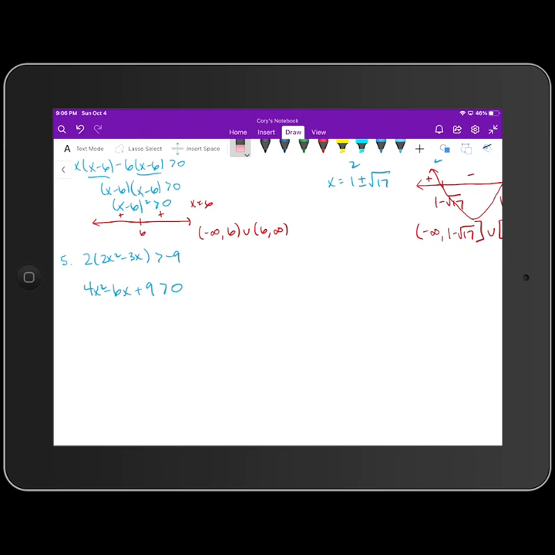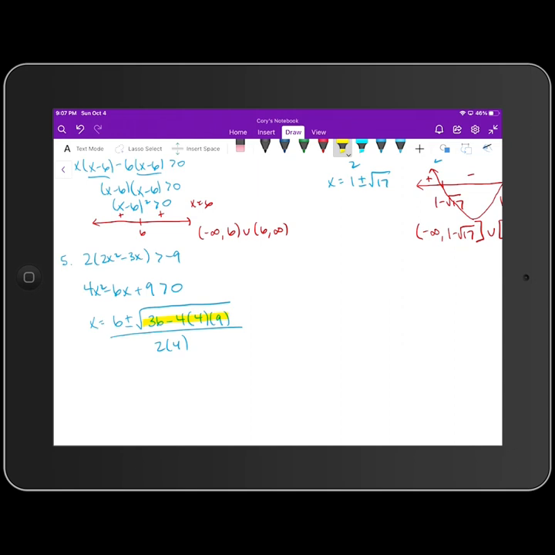Okay, so we're going to get x is equal to negative b, so negative 6 is going to be 6 plus or minus the square root of negative 6 squared, which is 36, minus 4 times a, which is 4, times c, which is 9, all over 2 times a, which is 4. And when we look at our discriminant here, that expression underneath the radical, the discriminant is negative, which means this has no real zeros.